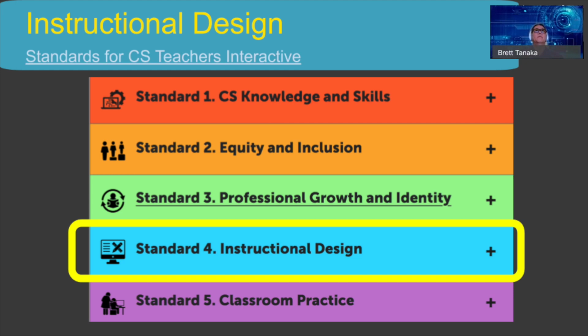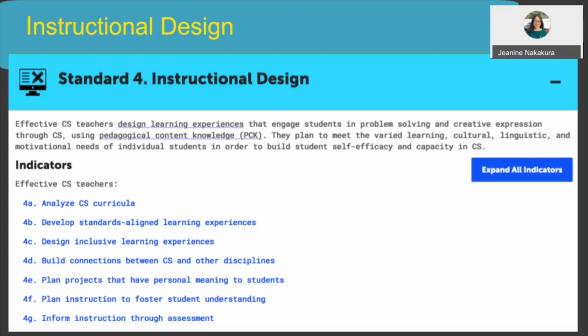All right, so let's get started with instructional design. Here are the indicators for Standard 4. There are 7 of them. 1, 2, 3, 4, 5, 6, 7. Okay, just want to make sure I count correctly. There are 7 of them.